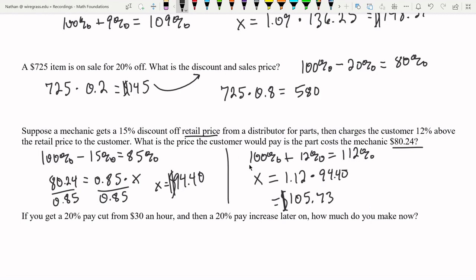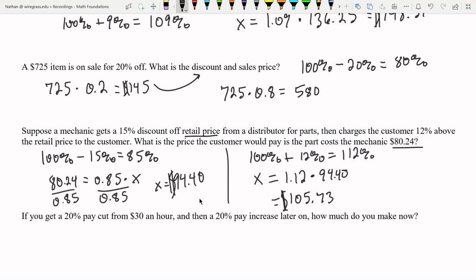And if you do this differently, right? If you changed x and this number around, then what you're going to end up finding is that the number you're going to get is going to be smaller than the retail price, which of course the customer would not pay less than the retail price unless they were getting a discount, but they didn't get a discount. Only the mechanic got the discount. So it's another way of checking to make sure your answer is correct.